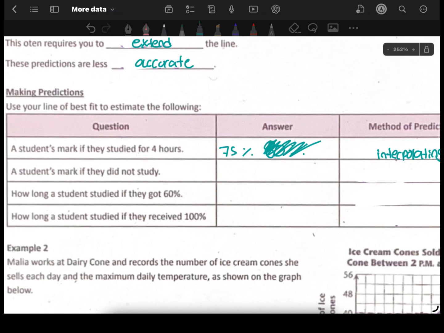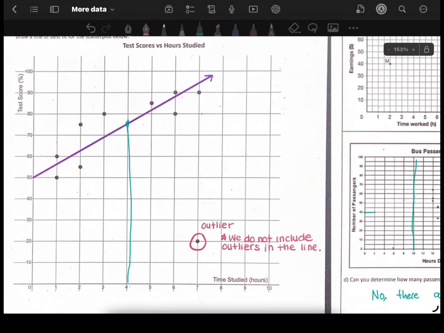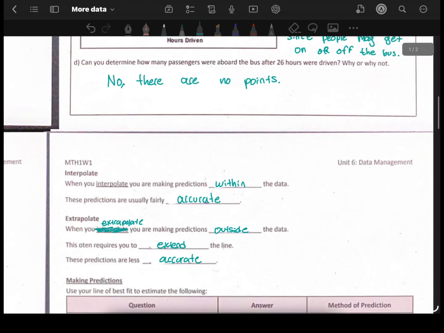Now, if a student did not study, let's go back. If they did not study, that means they would have 0 hours, and we can determine that that is not really within any of these points, so that would be extrapolating, but we can see that it's 50.